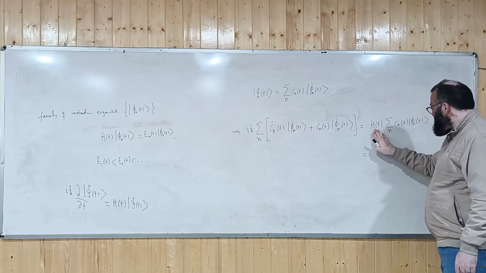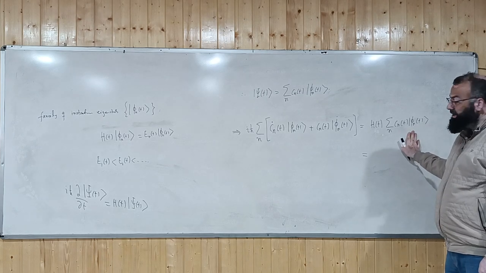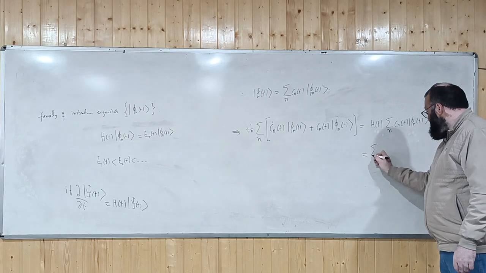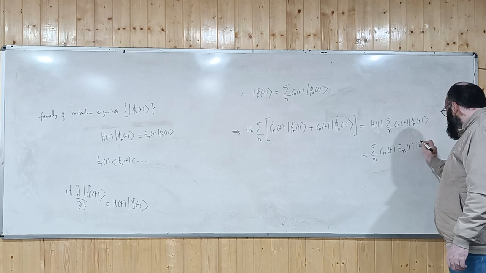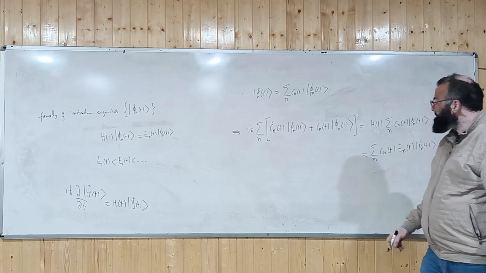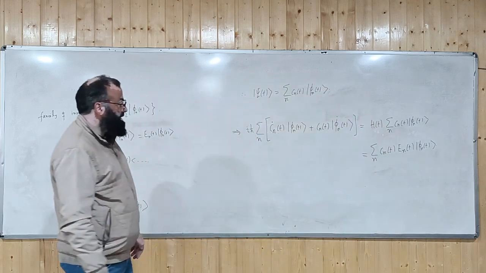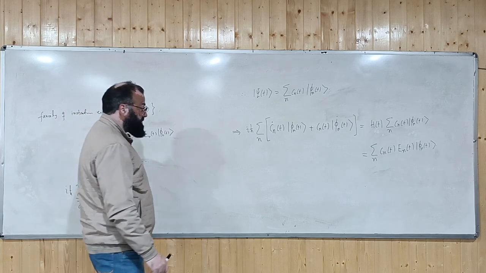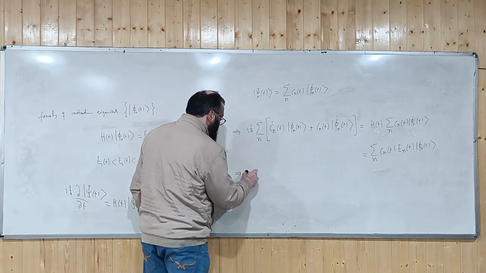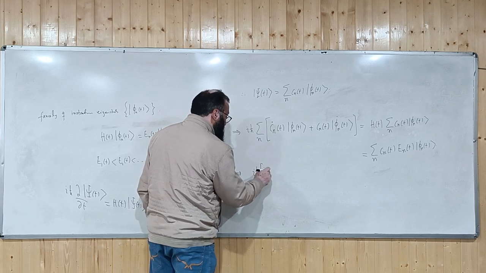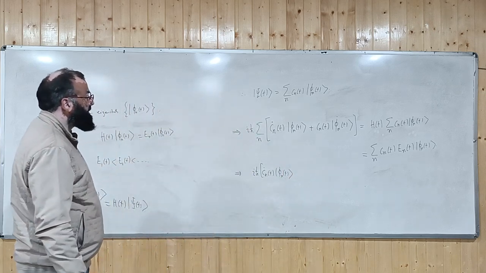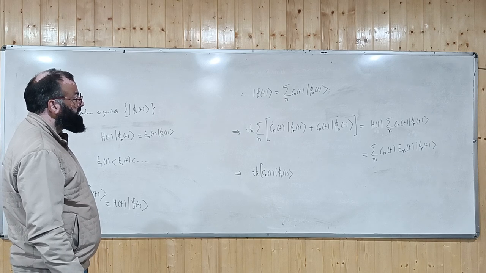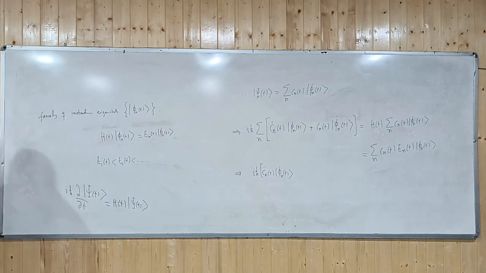Since H acts on phi, and the phi are the instantaneous eigenstates of H, you get simply the sum of c n of t, E n of t, phi n of t. Now this equation holds for any n. So this implies i hbar c dot n of t phi n of t, and so on. Is everything okay? Is there any problem?